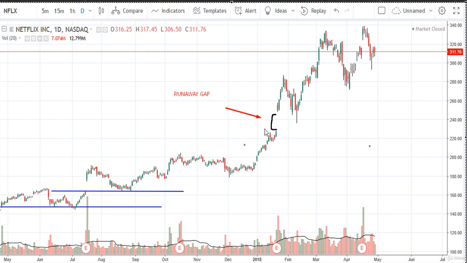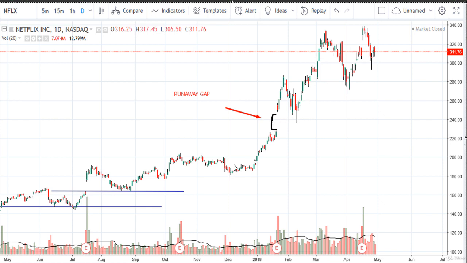A runaway gap occurs in the middle of the trend and is caused by increased interest in the stock. These gaps are usually not filled and occur in the course of rapid straight line advances. They are also known as continuation gaps because the trend continues in its direction, and in the middle of the trend we get this runaway gap. They are also known as measuring gaps because they give us a target for the end of the move.